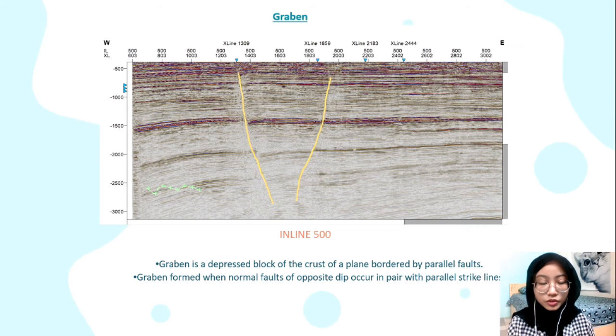So the next structural interpretation is related to graben, which is the depressed block of the crust of a plane supported by parallel faults. So we have found graben at the location of inline 500 in the interpretation window of the seismic section, and the graben is formed when normal faults of opposite dip occur in pairs with parallel straight lines, as in the section above.